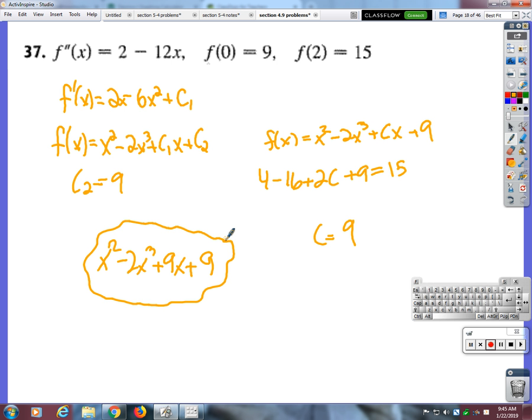Then you plug in the other thing to find the other c. Or is there another? Is there not another c? Oh, okay. Then you only have to do it once. So once you find out what c equals, you just rewrite the antiderivative with that number in there instead of c, and you're done.